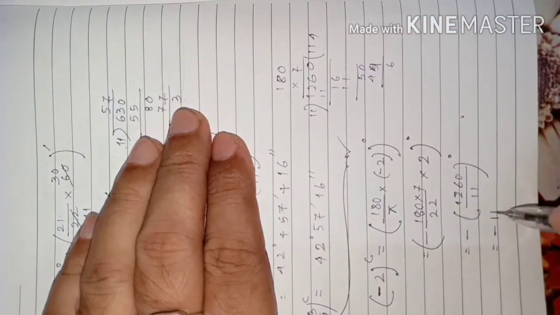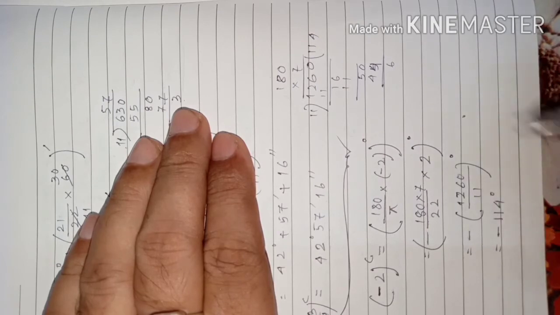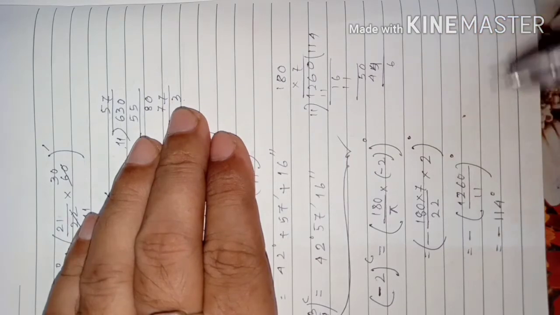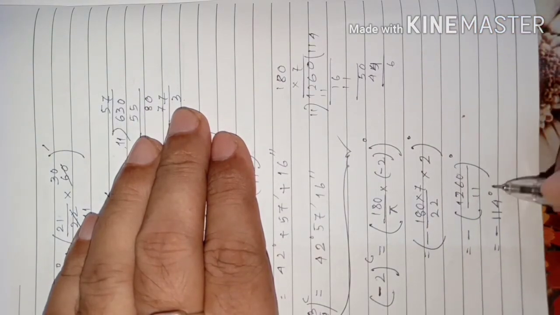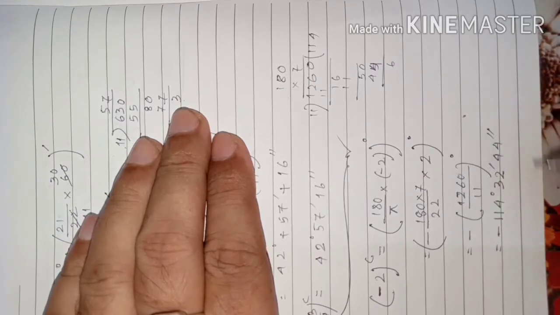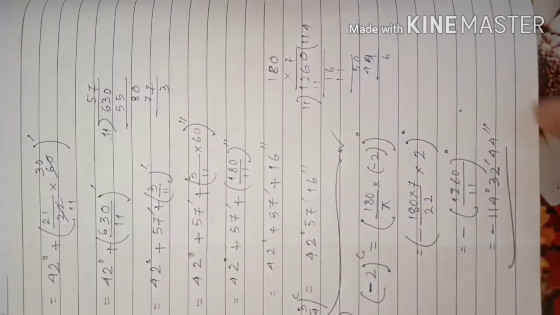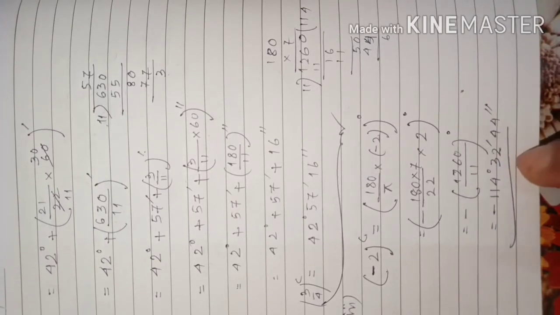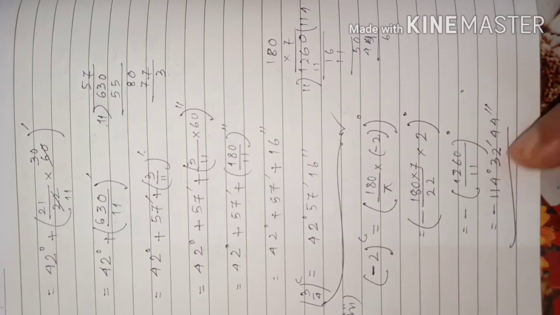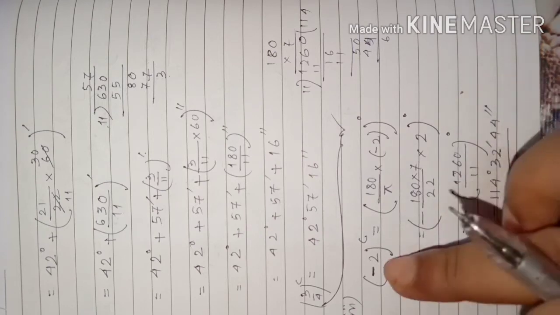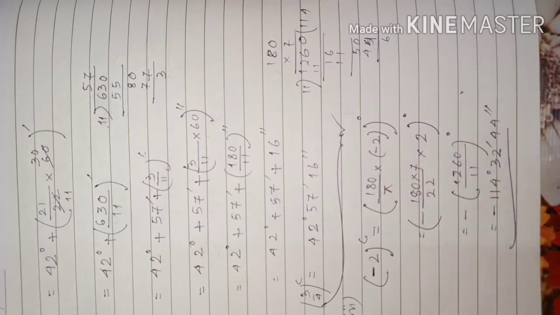So minus 114 degrees. The remaining 6 by 11 degree, if we convert into minutes and seconds, it will be 32 minutes 44 seconds. So the whole process I have shown in the previous question. You go through that process. The same way you have to convert this also. Okay, students? First the minutes, then if a remainder is there, again that minute into seconds. This is about converting radian into degree, minute, second.